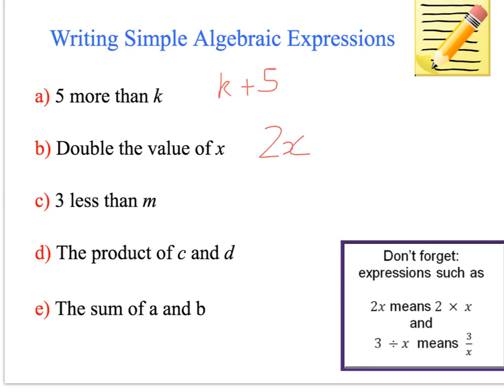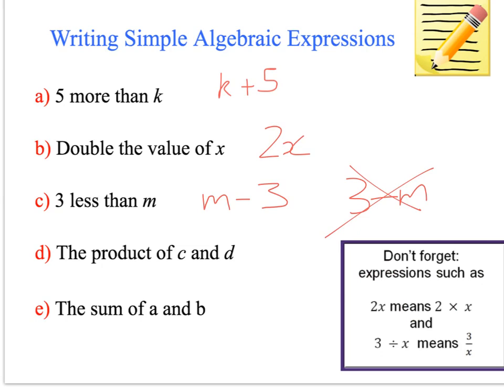Now, 3 less than m, so we've already got m. We take 3 away, so less than means take away. Alright, now the important thing here is not to do 3 minus m, because that is not right. Just because the 3 comes first in the phrase does not mean you write that first. Do not be fooled. Please make sure that you understand what you are doing.